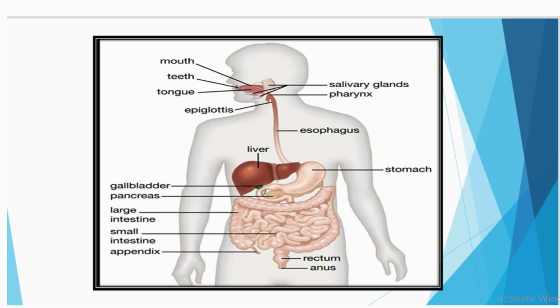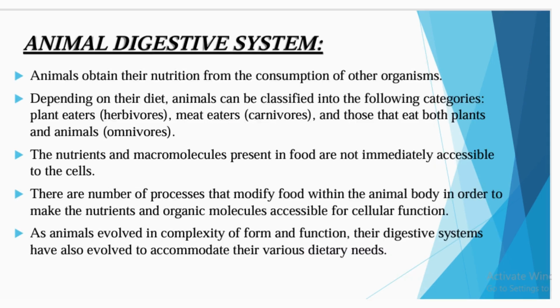This diagram shows the human digestive system, which starts from the mouth and ends in the anus. So now we're discussing the animal digestive system.